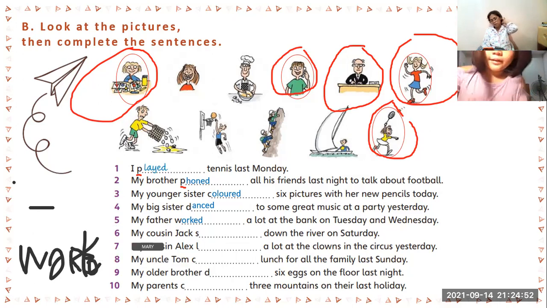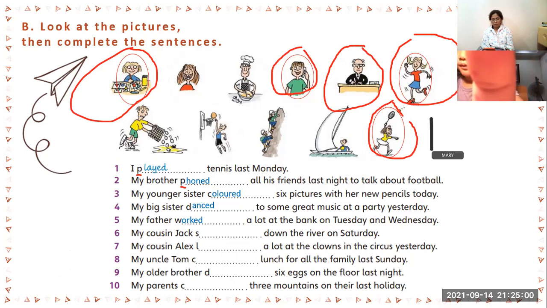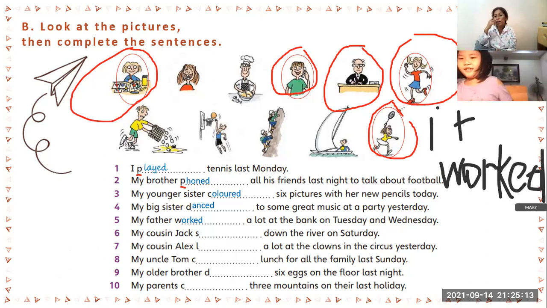Wait, there's something happened. It worked. Okay.